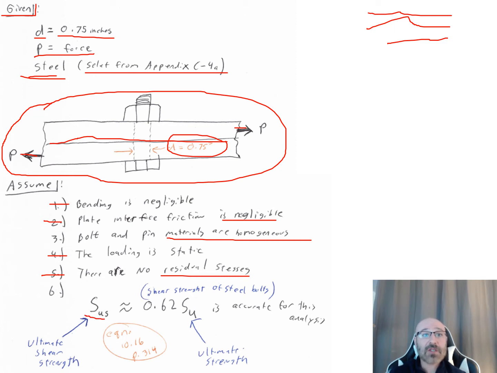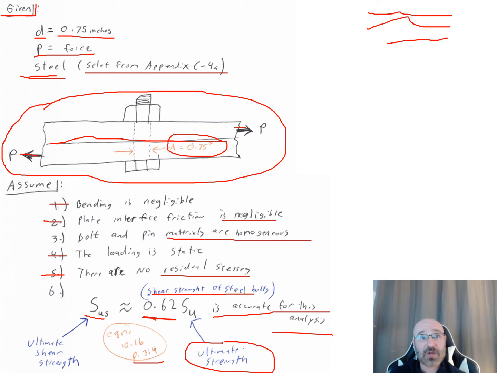We have our S sub US, which is our ultimate shear strength, and this comes from equation 10.16 on page 314 of our textbook. This is approximately equal to 0.62, because we're dealing with a steel, times our ultimate strength, and they're assuming that this is accurate for this analysis. So this approximation of the shear strength of steel bolts, from equation 10.16 in our textbook, is assumed to be accurate for our analysis because we're dealing with a steel bolt. Depending on what you're dealing with, there may be a different assumption, a different relationship you'd use between the ultimate shear strength and the ultimate strength.